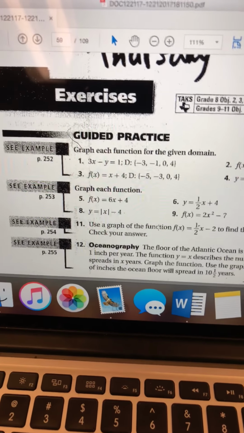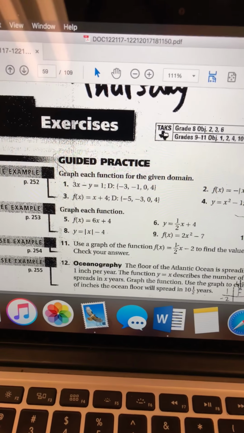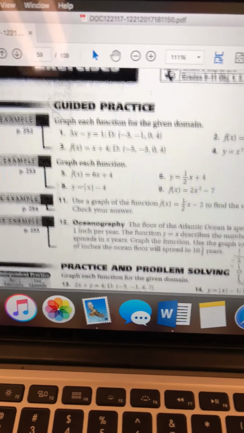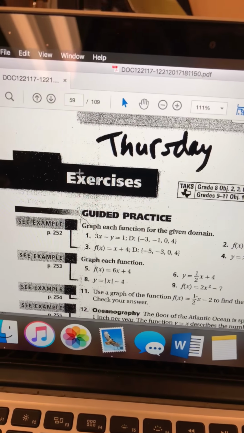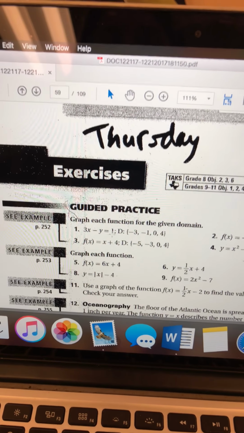Happy Thursday. So today we're going to be working with functions, but in this instance we're going to be graphing them. So it's all going to be visual representations of our functions. So number 1 says 3x minus y equals 1.